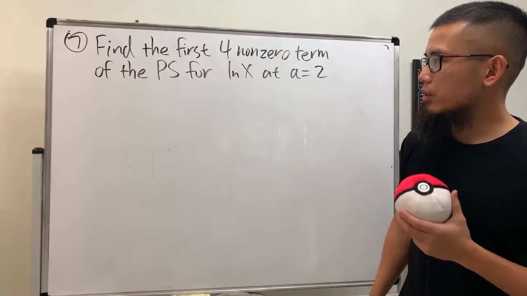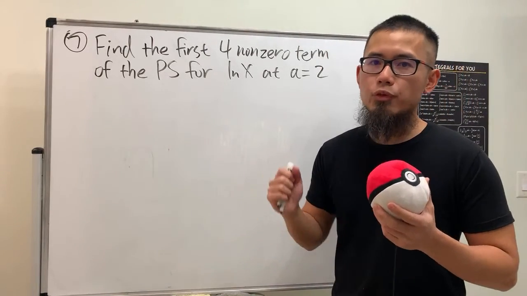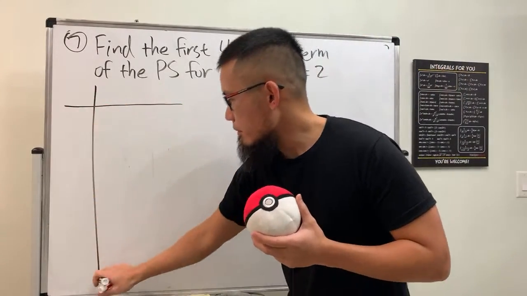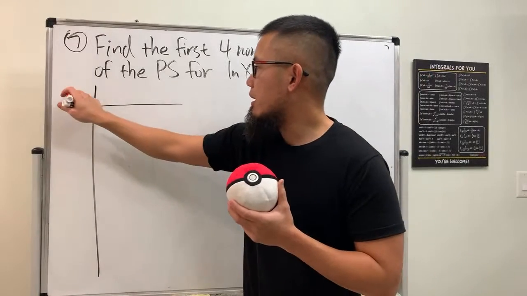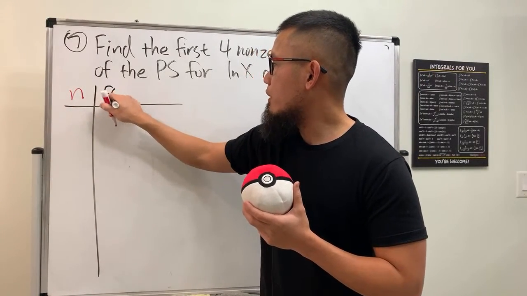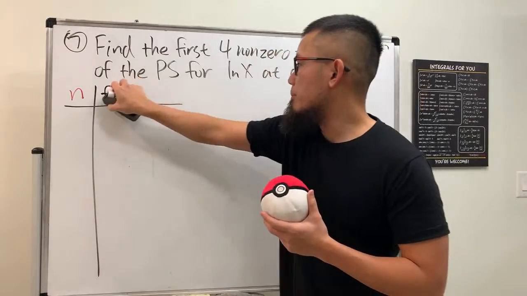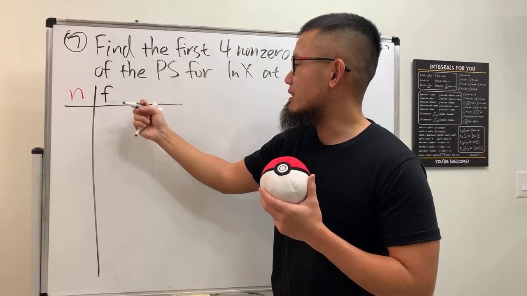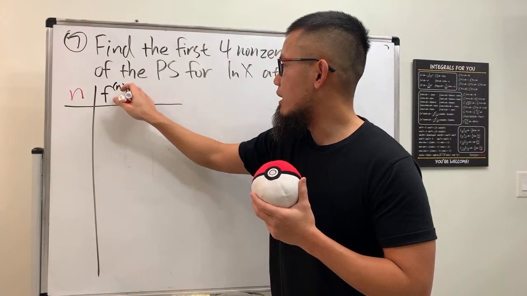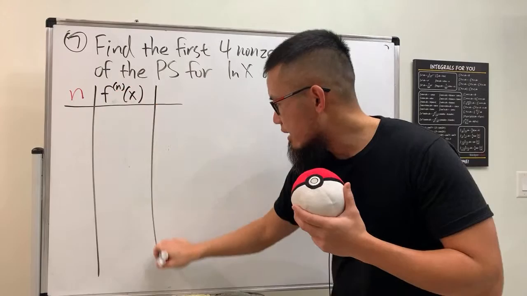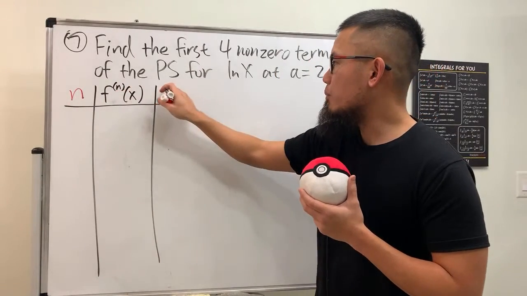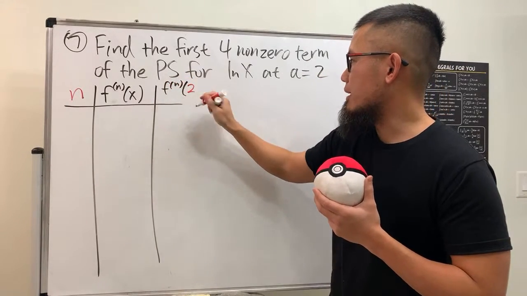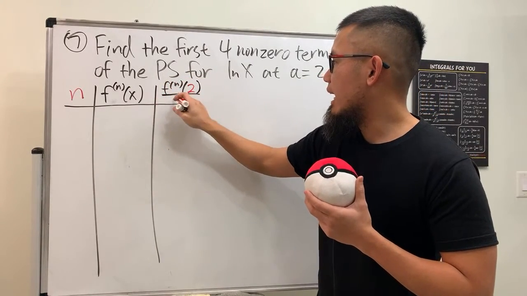So this right here, you can just go ahead and use the Taylor formula. I would recommend you put down the n right here, and our function is just natural log, but you have to differentiate this a few times. So you write this as f parenthesis n of x. And then in the last column, you should write down the Taylor formula, which is f^(n) of a, where the a value is 2, so you plug in 2, divided by n factorial.